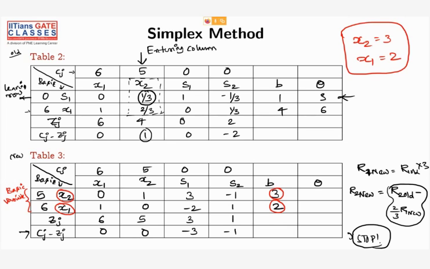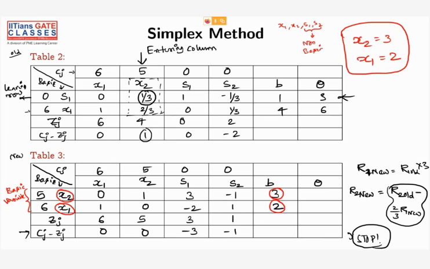What are the variables that we have considered? X1, X2, S1 and S2. In the basis we have X2 and X1, so your corresponding values are 3 and 2. And what are the left out? Those are S1 and S2. So these are non-basic now.